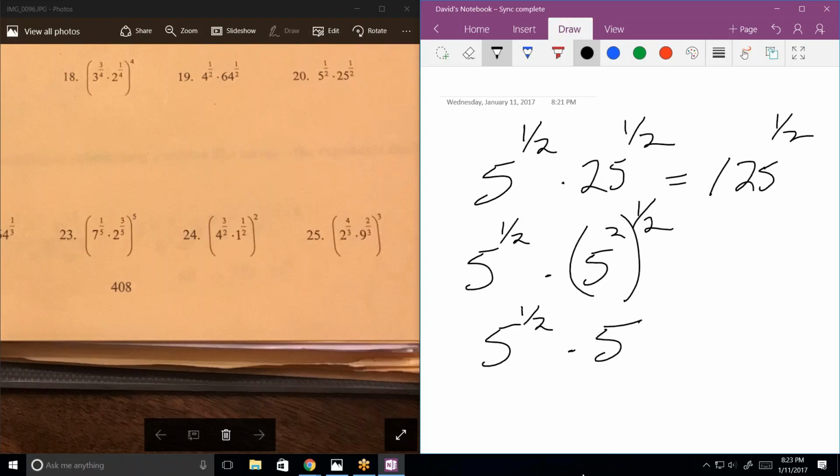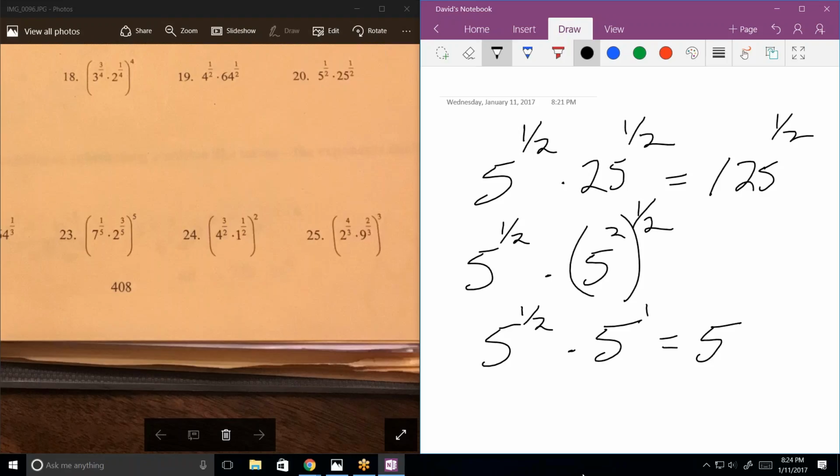Now what's 5 to the 1/2 times 5 equal to? 25 to the 1/2 power? Nope. You've got the same base, you're adding exponents. The answer is 5 to some power. So you have to do 1/2 plus 1 over 1. What's that? Hold on, what's the common denominator? 2. So it'd just be 2 over 2, which is 1.